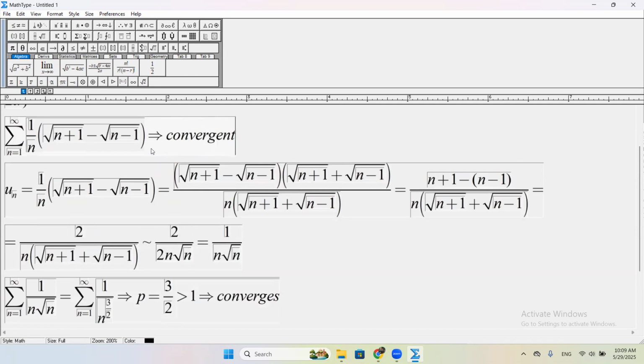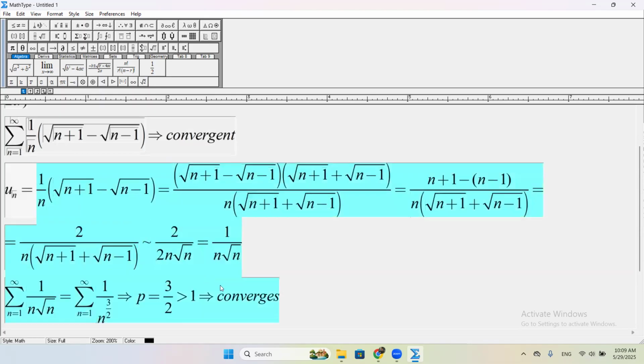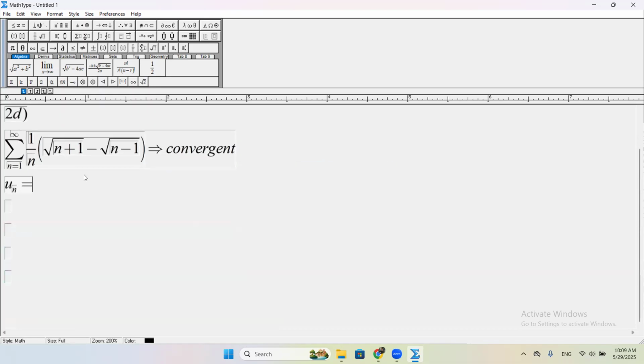Any questions about this exercise? Okay, if no questions, let's move next.